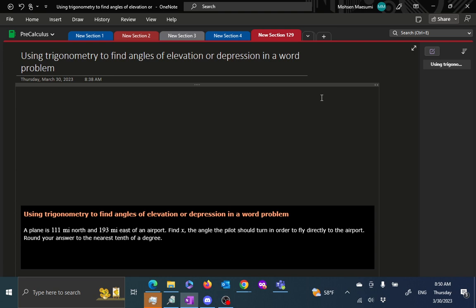The topic today is using trigonometry to find angles of elevation or depression in a word problem. Several issues to discuss here aside from the mathematics. First of all, what is meant by elevation or depression? That is the main question in all these problems.